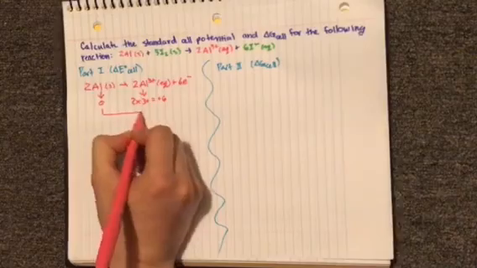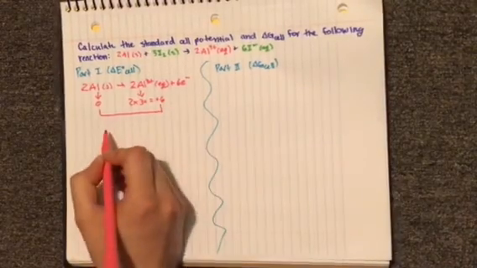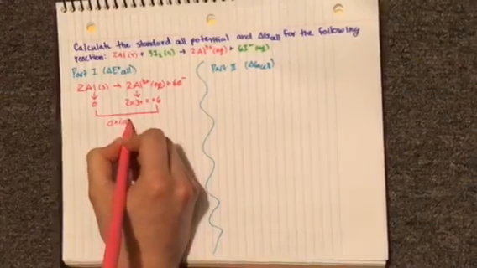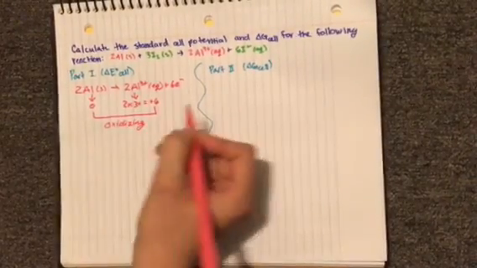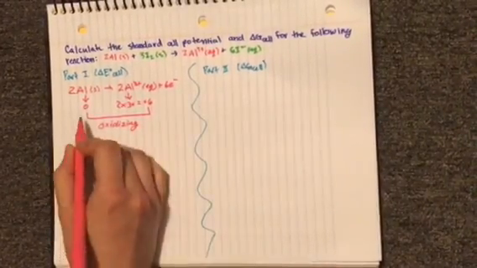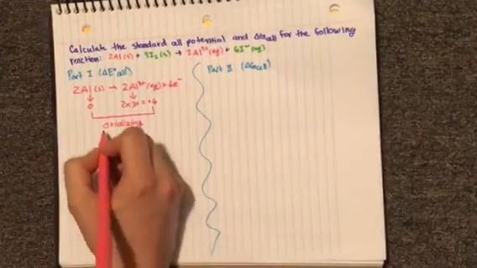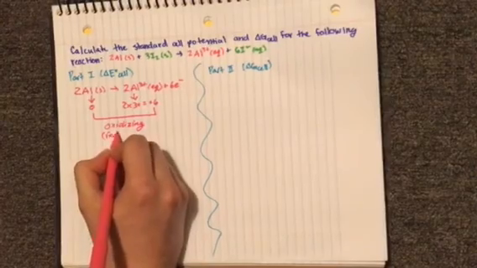Next, what we're going to do is find out if it's oxidizing or reducing. Here it is oxidizing, because oxidizing means that it's increasing as the reaction goes forward, which is the reducing agent.